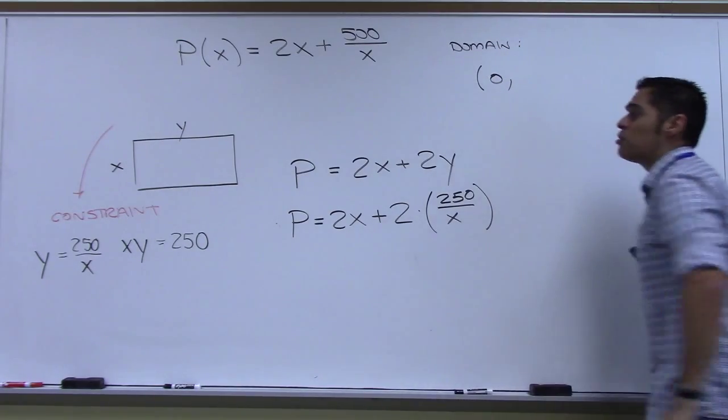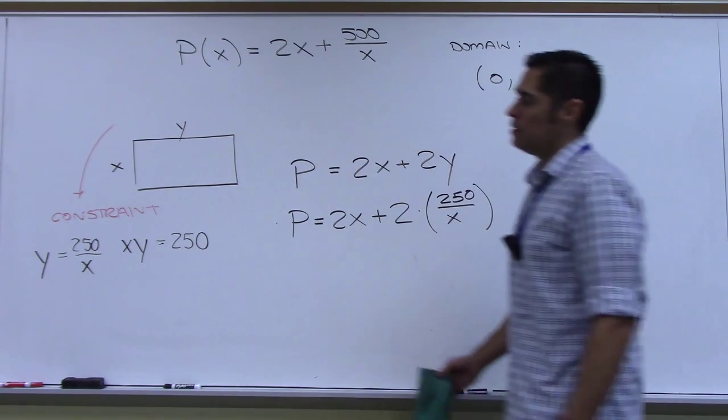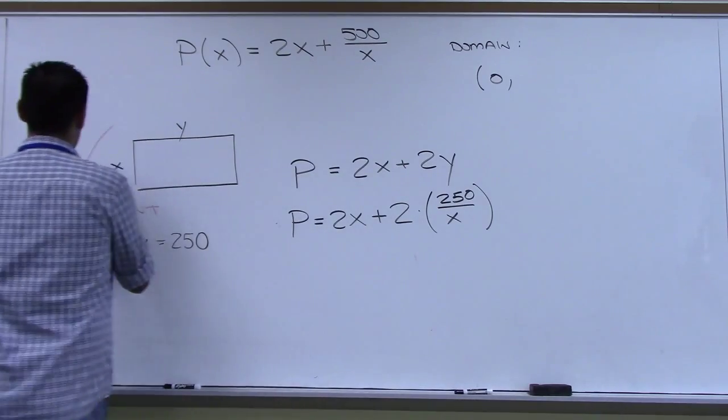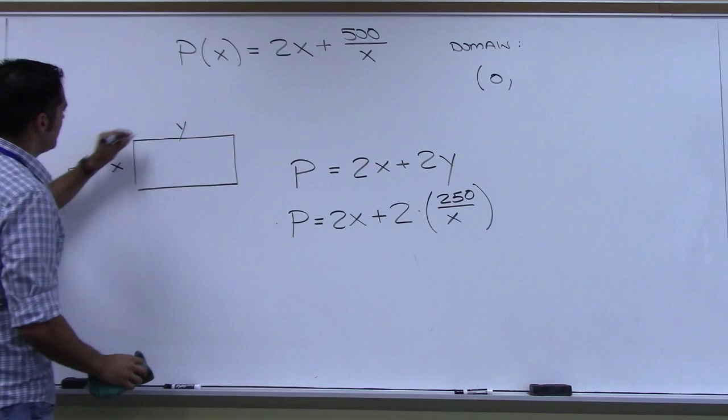Now, is there any restriction as to how big it can be? It has to be less than 250. Does it? No. Could I make this side of the rectangle 500 and make this one 1/2?